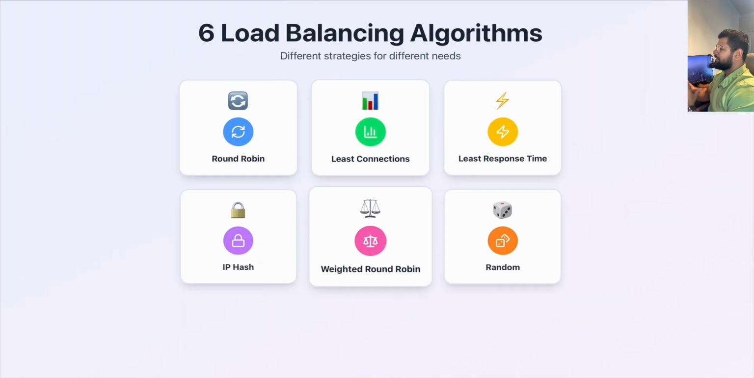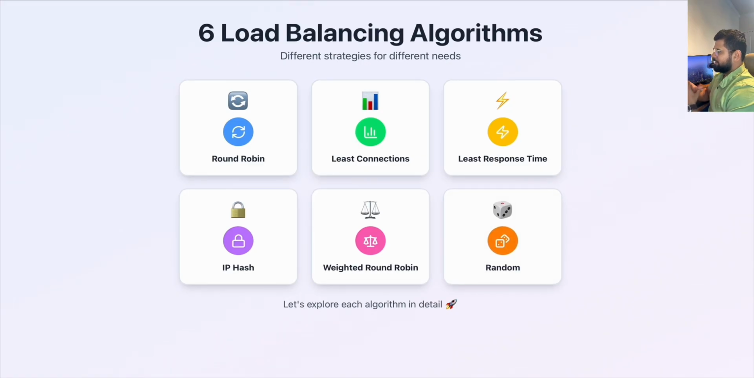But here's where it gets really interesting. How does a load balancer decide where to send each request? That's where algorithms come in. There are actually six different algorithms, six different strategies that a load balancer uses to distribute traffic. Each one has its own strengths and weaknesses. And tech companies choose different algorithms based on their specific needs. Let me go through them one by one.